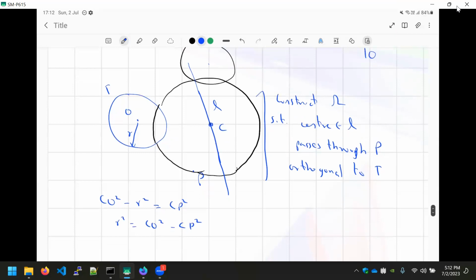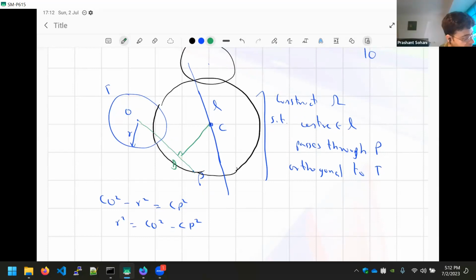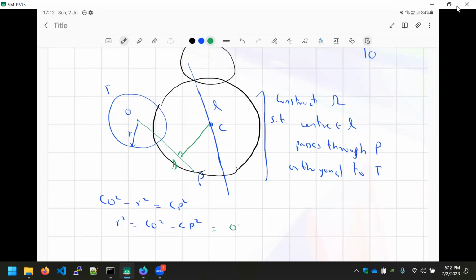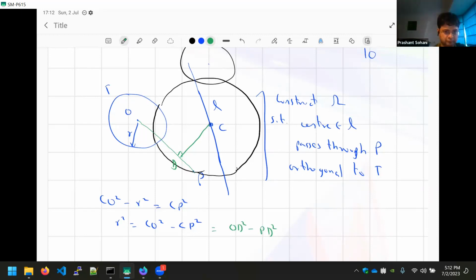Then we can drop a perpendicular from C to OP, with foot D. So we can write CO square minus CP square as OD square minus PD square, by the same trick that we used in the radical axis proof. This is going to be OD square minus PD square. And we can substitute OD equal to OP minus PD.